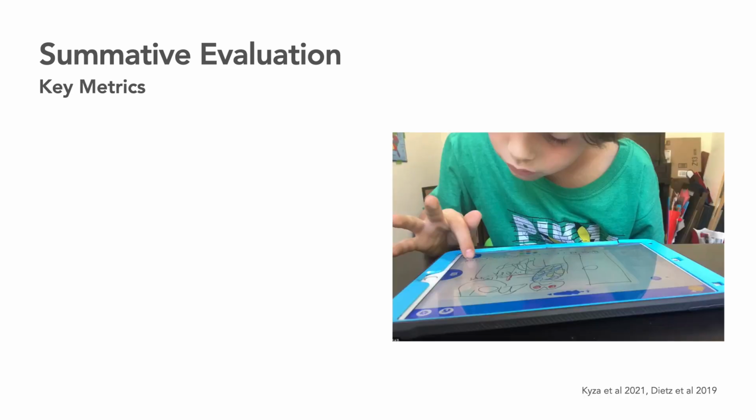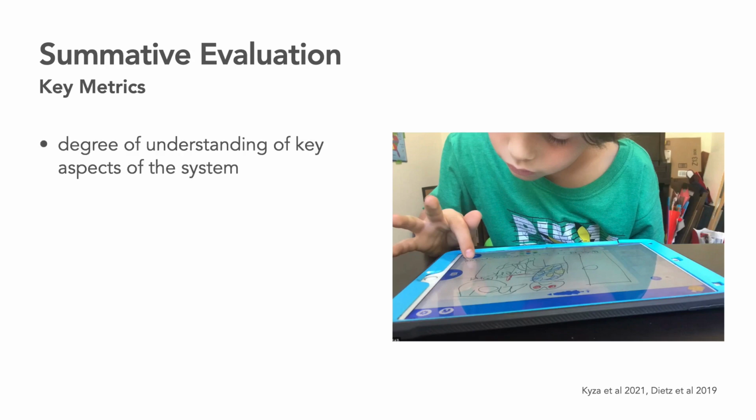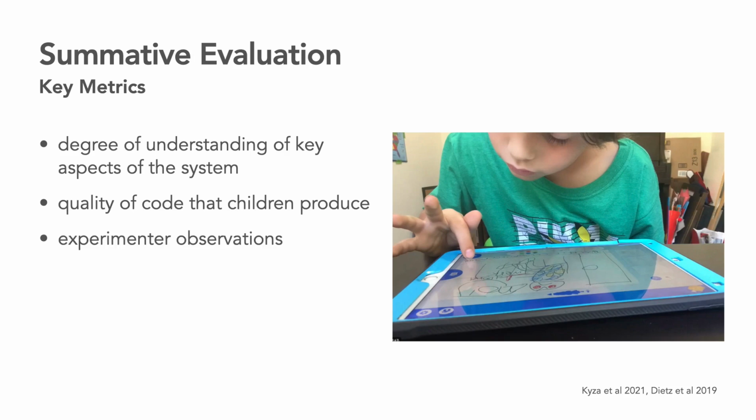To answer these questions, we look at 2 quantitative metrics and 2 qualitative metrics. First, we looked at the degree of understanding children had of key aspects of the system, scored from a rubric based on a post-session quiz. Next, we quantified the quality of the code artifacts children produced based on an existing rubric for scoring Scratch Junior projects. We created a direct mapping adaptation of that rubric for Visual StoryCoder. We also conducted a qualitative analysis of data collected from experimenter observations during gameplay, and an artifact-based interview at the end of each session, in which we asked children about the projects they made.